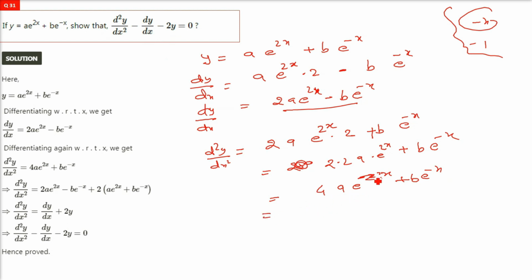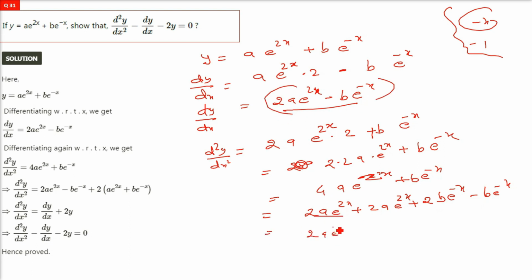We'll write the dy by dx first. That is 2a e raised 2x minus b e raised minus x. 4a can be written as 2a e raised 2x plus 2a e raised 2x. How about b e raised minus x? It can be 2b e minus x minus b e raised minus x. So if you subtract 2 with 1, it will be 1 only. Alright. So this one, the first term and the fourth term, we will write together, and this will be, I am taking 2 common here, a e raised 2x plus b e raised minus x.